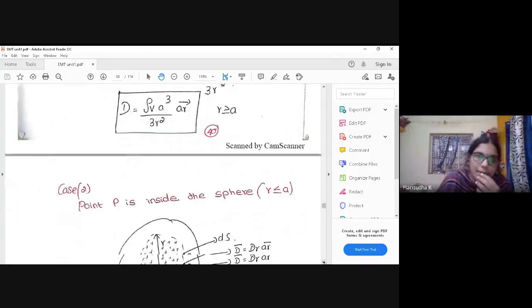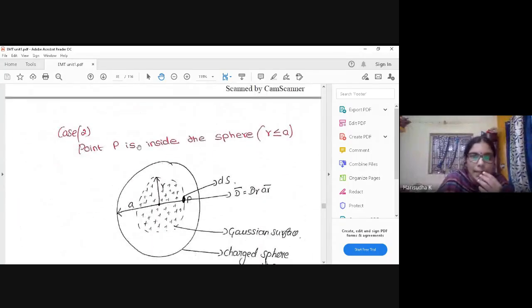Now, the second case is when the point P is inside the sphere. That is, in the first sphere, I am going to choose the point P. And through the point P, I am going to define what is my electric flux density D. So D is equal to Dr into ar. Okay. Now, this is my Gaussian surface. Earlier, I assumed the outer sphere as a Gaussian surface. Now, I am assuming the inner sphere as the Gaussian surface.